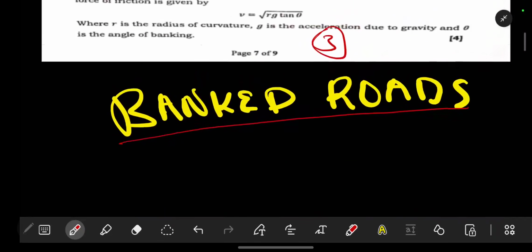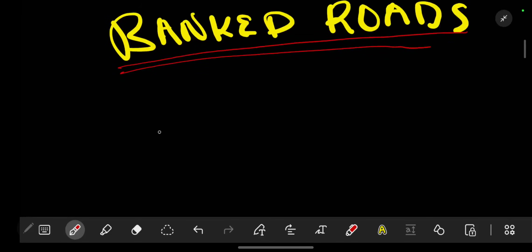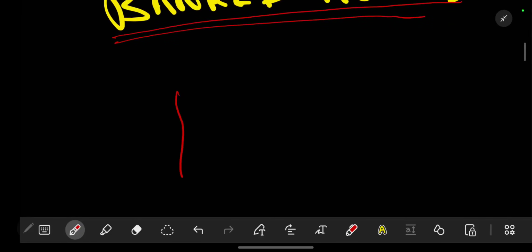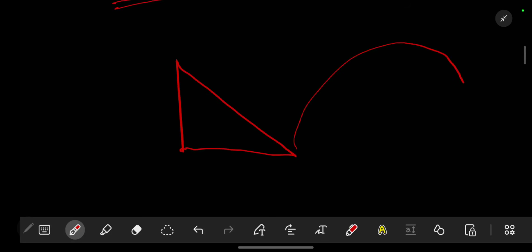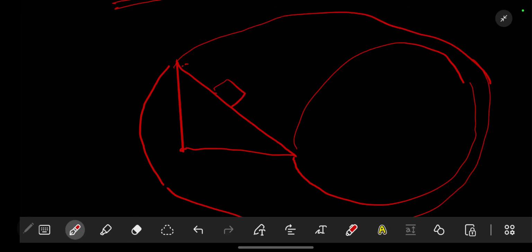Firstly, we are going to be looking at it like this. A banked road is a road that looks like this. So we can have an angle like that, then we have a road like that. This is just an example. Now the car is here, so it is trying to move in this direction.